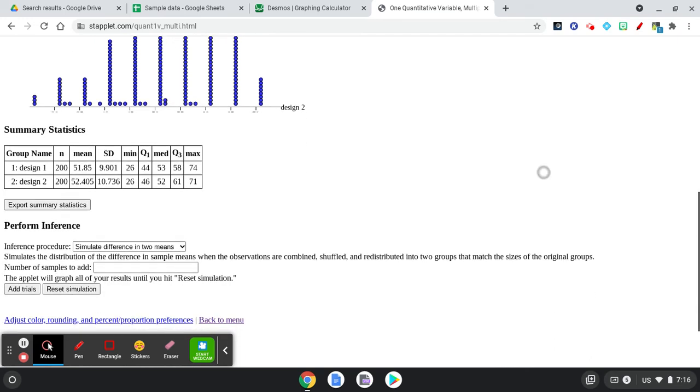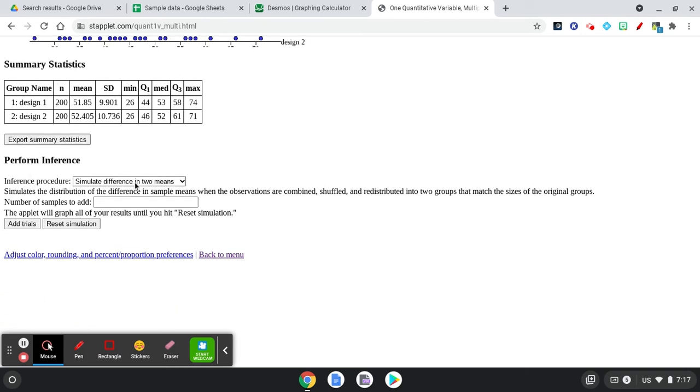The only thing it didn't give us, which we had in that one activity, was the difference between the means. So I need to take note of this right now somewhere. So I've got a piece of paper handy. So 52.405 minus 51.85. So there's a difference of 0.555 in the two means.